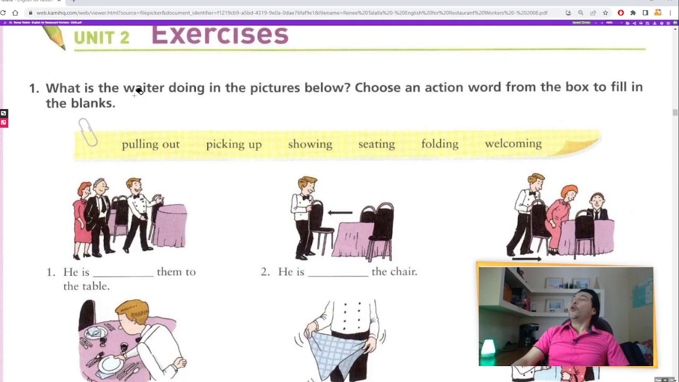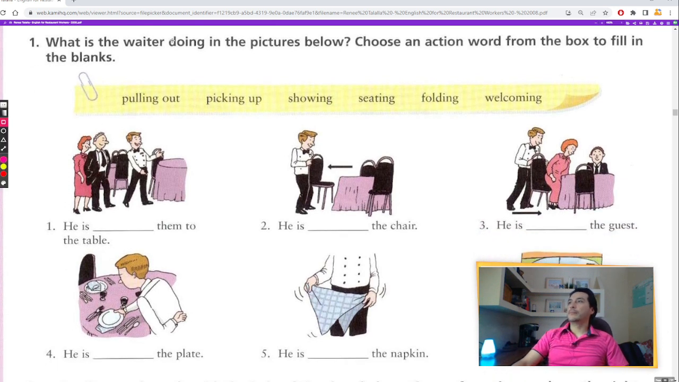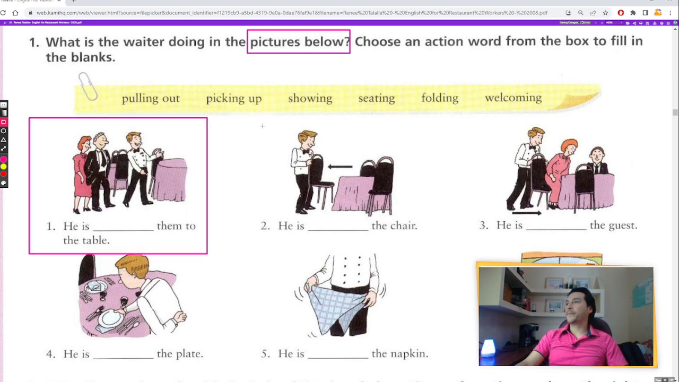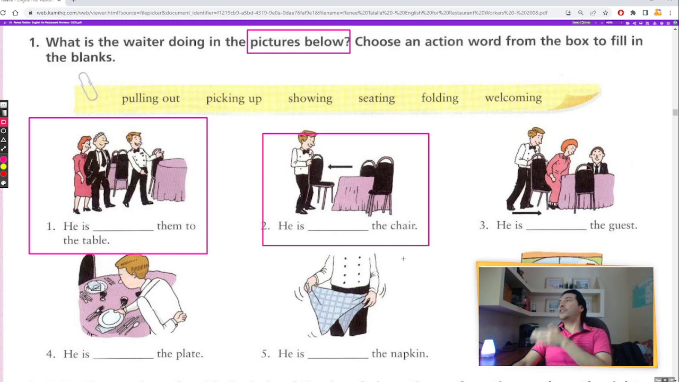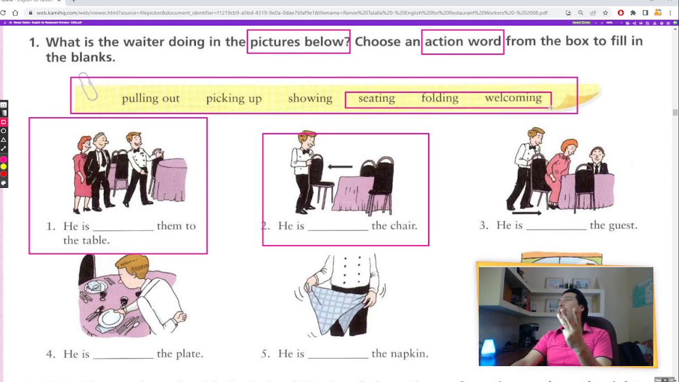Exercise 1. What is the waiter doing in the pictures below? The pictures below, right here. Choose an action word. Choose a verb from the box to fill in the blanks. All right, so here's the box. We have pulling out, picking up, showing, sitting, folding, and welcoming.